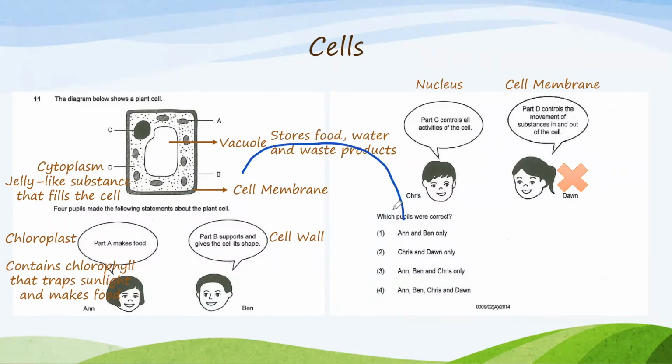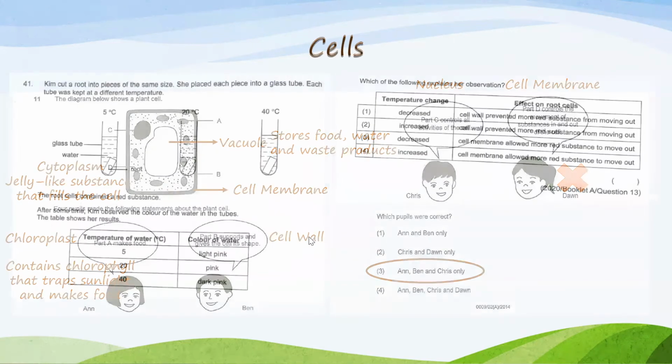Now, let's go back to the question. Which pupils were correct? Which statement? So it is N, Ben, and Chris. And Don is wrong. So the answer will be number 3. Right, let's go to the next question.